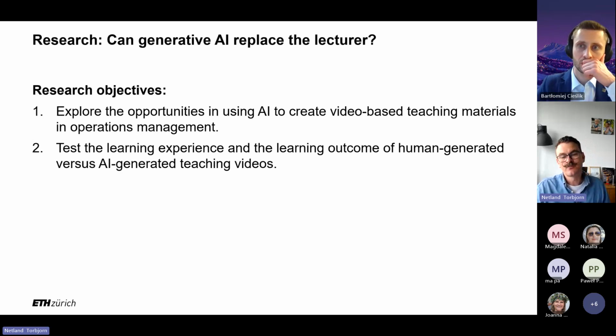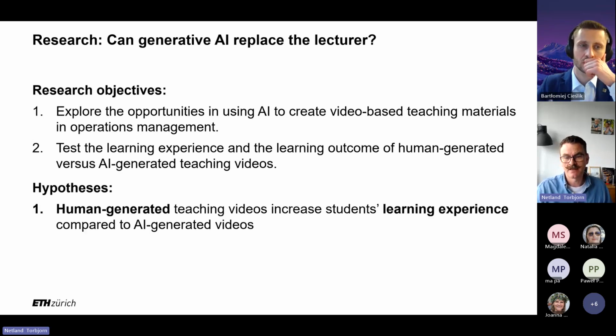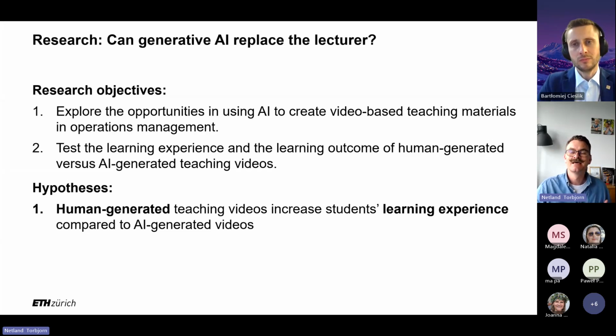For this, we put up two hypotheses. The first one is that human-generated teaching videos increase student learning experience compared to AI-generated videos. We believe that human-generated materials are probably better received by the students because it's by a human, they can relate, maybe you can use jokes, human body language, and a few things that make the students enjoy the experience a little bit more if the videos are made by real humans and also show real humans.